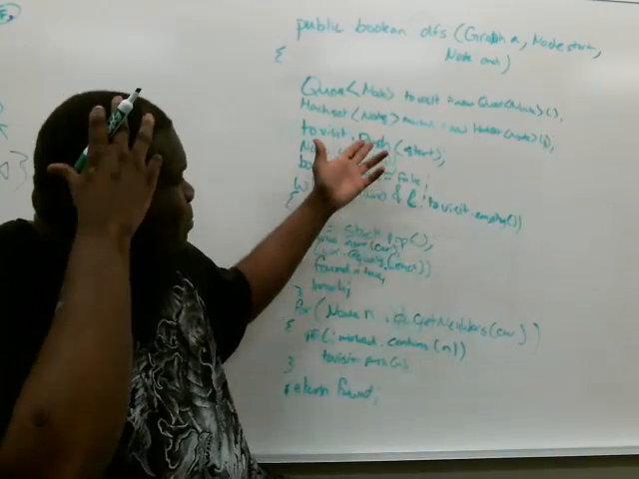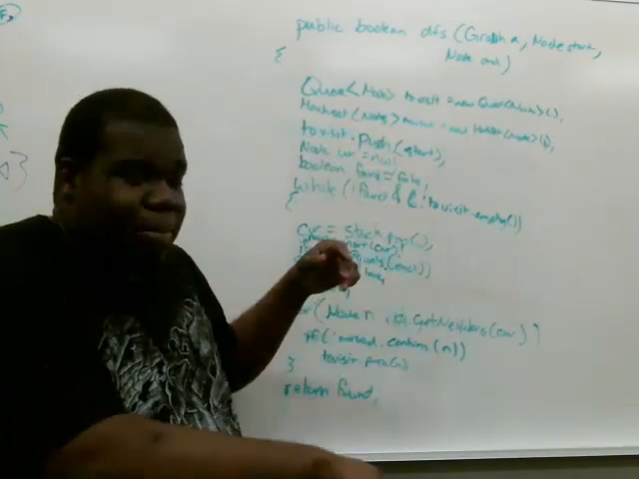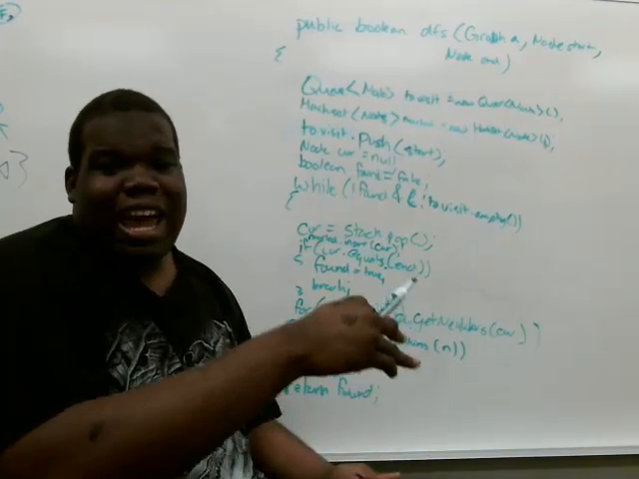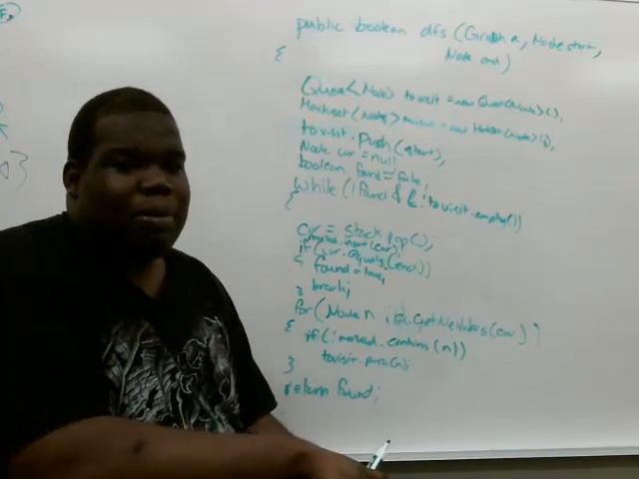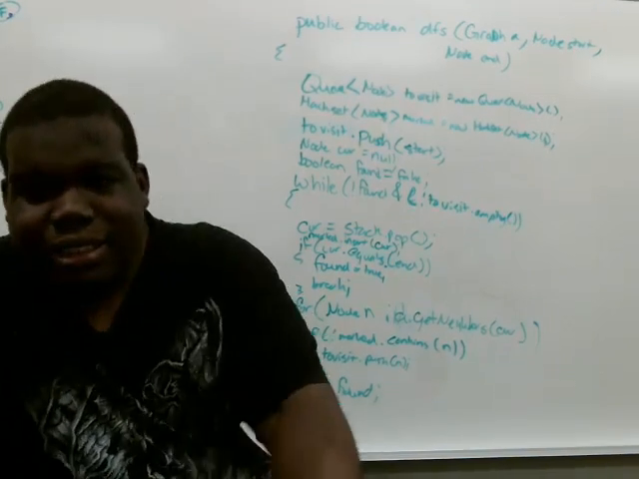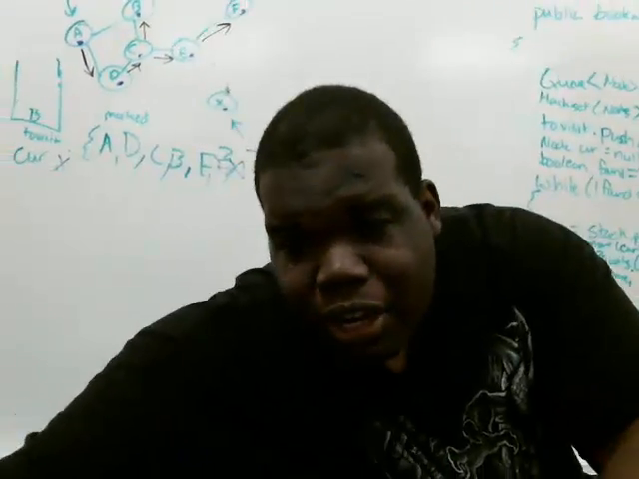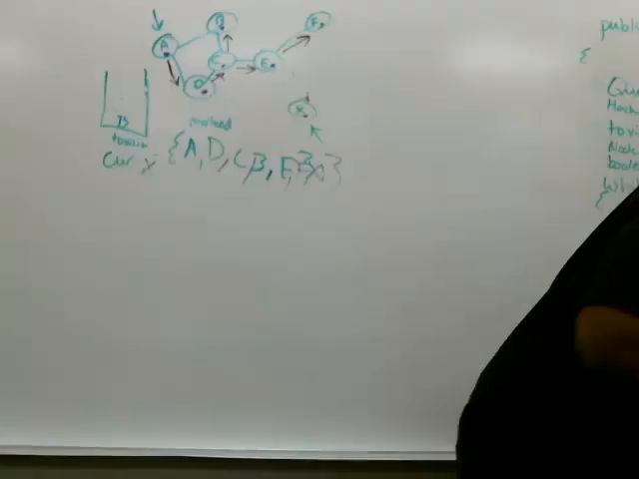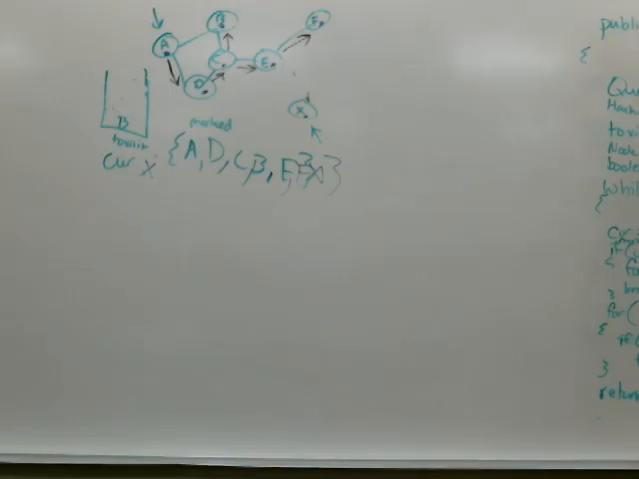So, as I said, push becomes enqueue and pop becomes dequeue. Or in Java's case, push becomes add and pop becomes poll. Okay, so we can go back to the graph. And I'll show you how breadth first search is different.